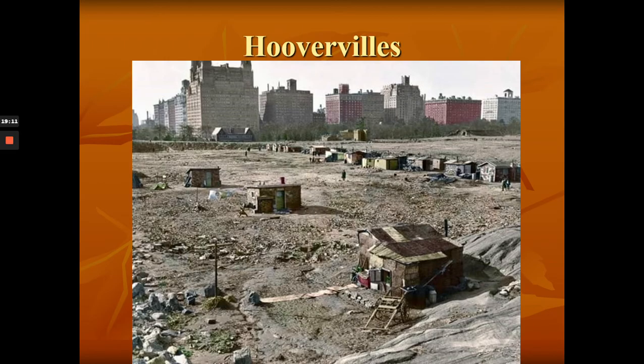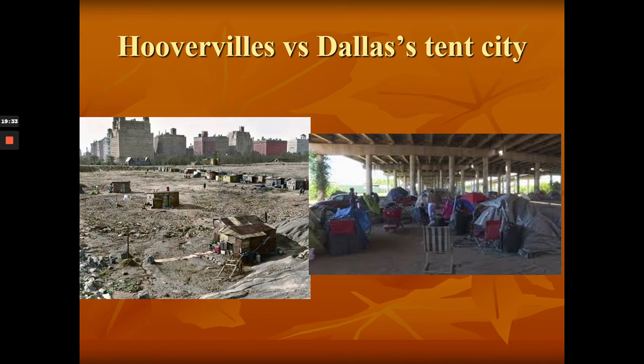So these are called Hoovervilles. They're shanty towns, people who are homeless and desperate, making shelters for themselves. And they named them after President Hoover. These, I mean, literally small cities of shacks. There was one in Seattle that was 10 miles long. Hoovervilles. You might even compare it to Dallas's Tent City. Okay, it's kind of the same concept.